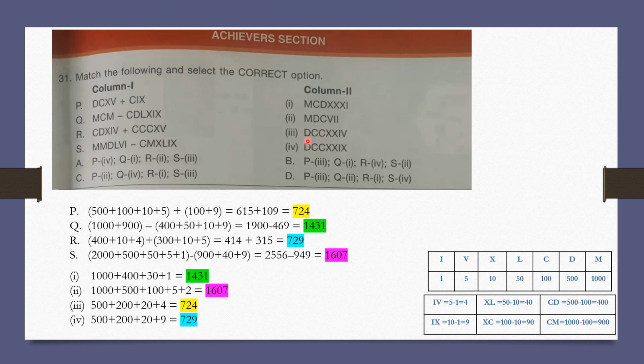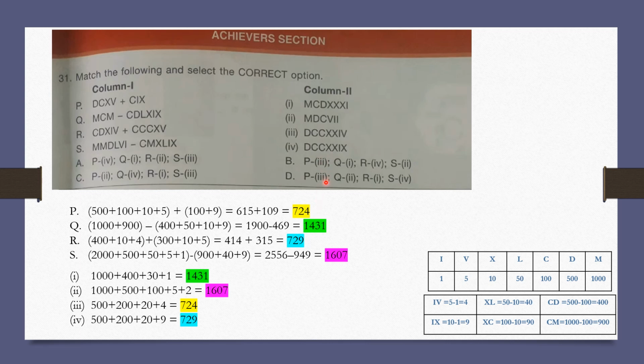Now let's see the value of third. D is 500, C is 200, XX is 20 and IV is 4. So total is 724. Now let's see the value of fourth. D is 500, CC is 200, XX is 20 and IX is 9. So total is 729. So P is 3.